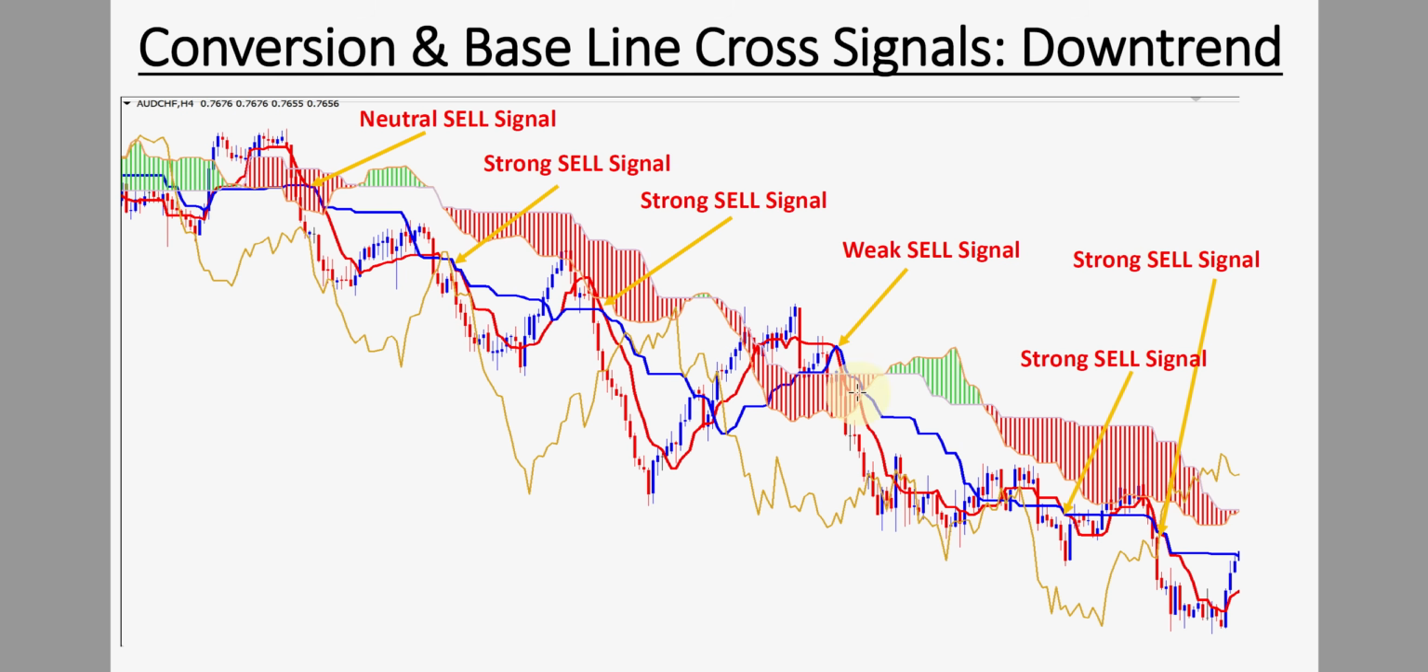Okay, let's look at the downtrend. It happened, the cross of the Tenkan-sen downwards with the Kijun-sen, the red crossing downwards on the blue is a sell signal. Inside the cloud is neutral. Below the cloud is strong. Above the cloud is a weak sell signal. And finally below the cloud, the Kumo, is strong.